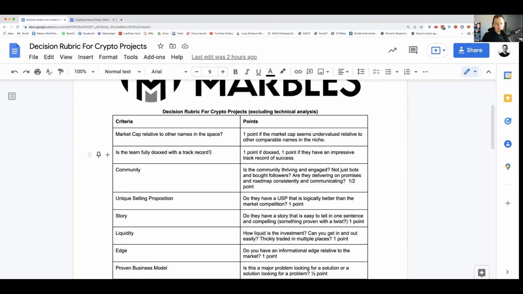The next one that I think is very important is: is the team fully doxed with a track record? And this is actually increasingly hard to come by, although I think it's starting to change, because most crypto projects, unfortunately, don't dox their teams, meaning that all of the developers, all of the producers of this content or NFT or coin or whatever are completely anonymous. Now, this can go really well in the case of Bitcoin, which has been very successful, even though the pseudonymous creator Satoshi Nakamoto has never been doxed. We don't know who this person or people are, and they might be dead for all we know.